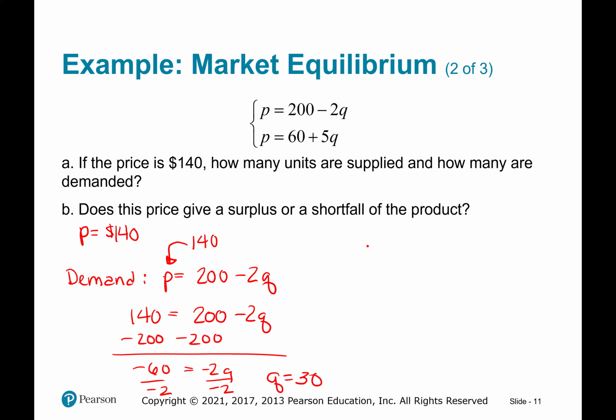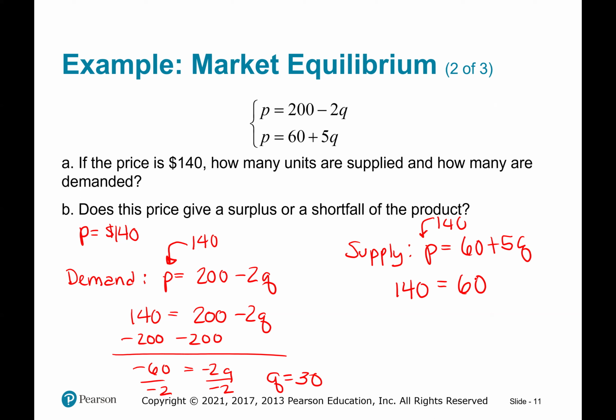Okay? So what's my supply equation? My supply equation is what? P equals 60 plus 5Q. Let's let P be $140. So if I charge 140 bucks for this stuff, what is my supply going to be? And of course, that actually does affect your supply and demand, your price, does it not?